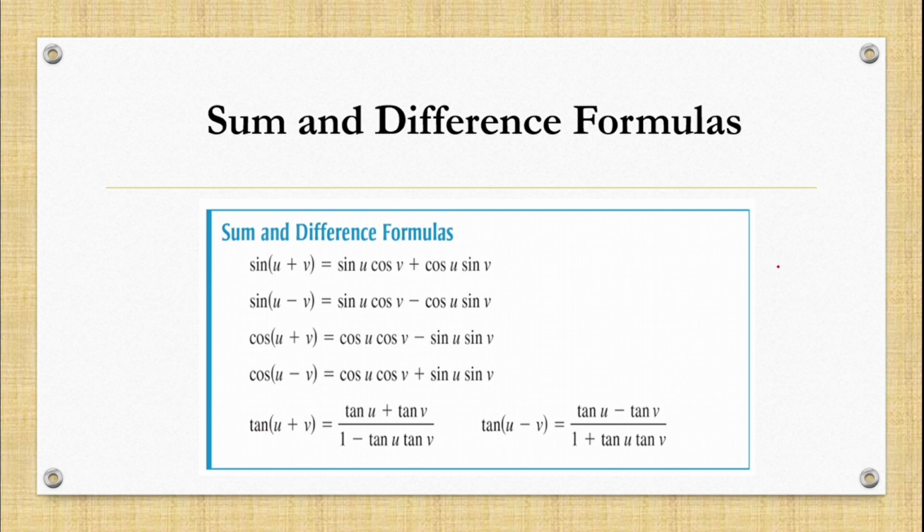So for sine, when you talk about u plus v, the sign stays plus. In cosine, plus becomes minus, and minus becomes plus. In tangent, tan of u plus v is equal to tan u plus tan v over 1 minus tan u tan v. The same goes for u minus v; the difference is that the minus becomes plus here.